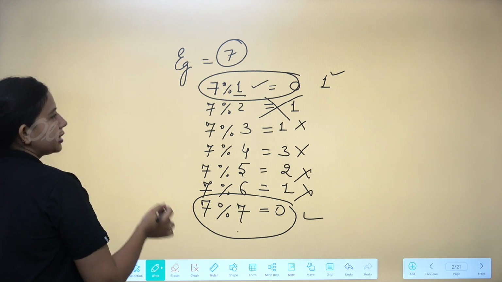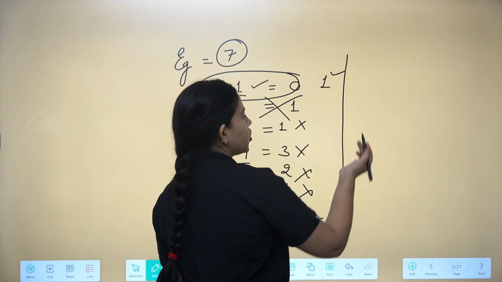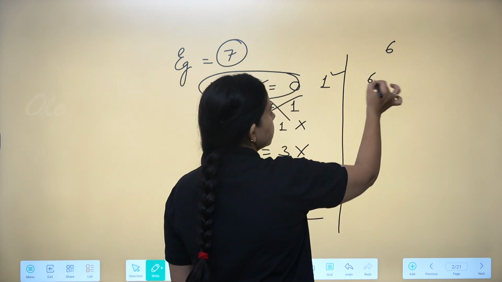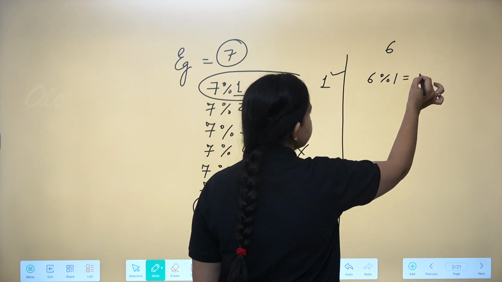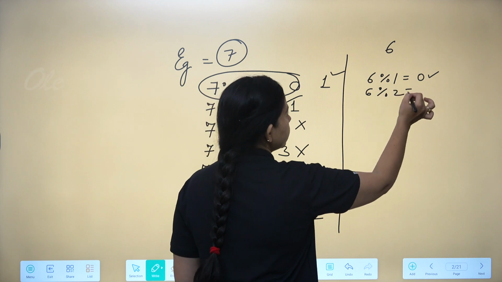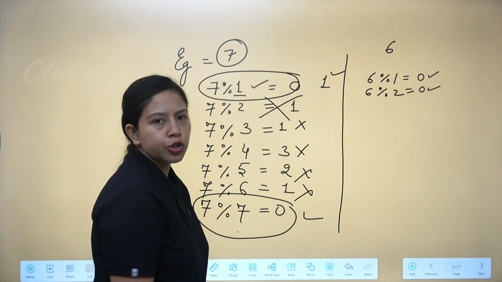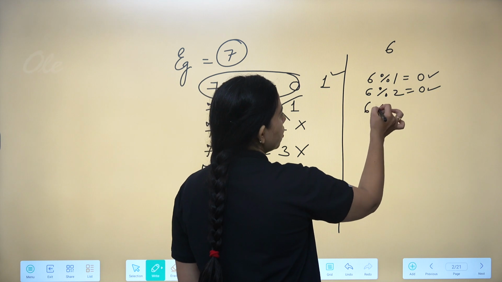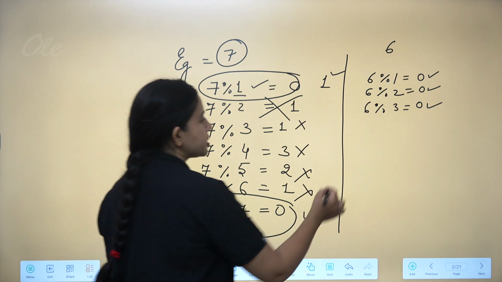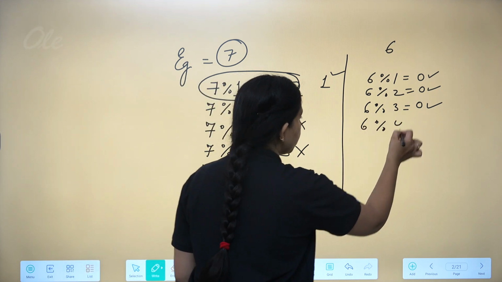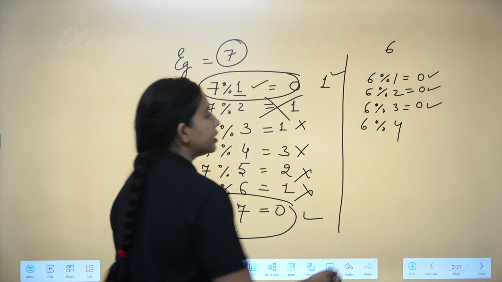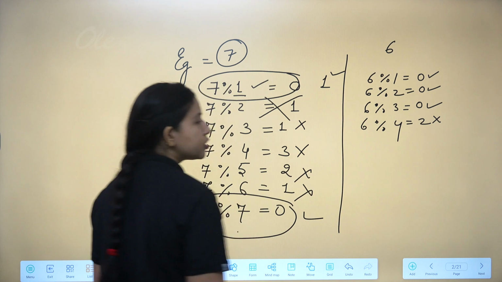On the other hand, let's take the example of one more common number, 6. Suppose 6 modulus 1, remainder is 0. Yes, so it is a factor. 6 modulus 2, remainder 0. Yes, because 6 also comes in 2's table. Similarly, 6 modulus 3 also gives a remainder 0, so it is also one of the factors of 6. Now 6 modulus 4. No, this time 4 will not return 0, because it will return 2. So it is not a factor.